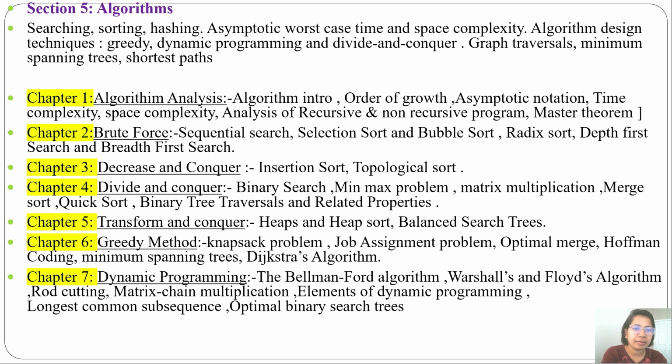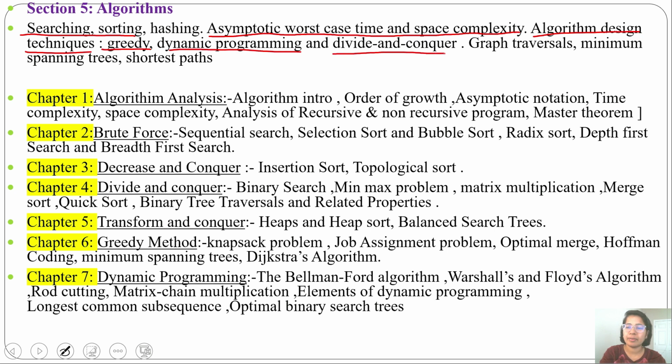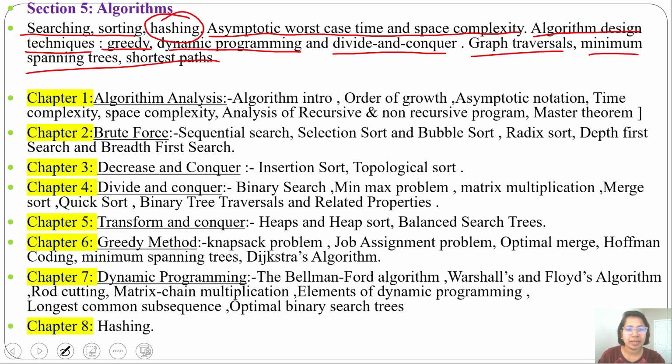So from this syllabus I already finished searching, sorting, asymptotic worst case time and space complexity, algorithm design technique, greedy, dynamic programming, and divide and conquer, graph traversal, minimum spanning tree, and shortest path. So just one chapter is left, that is hashing. Chapter 8 is hashing.